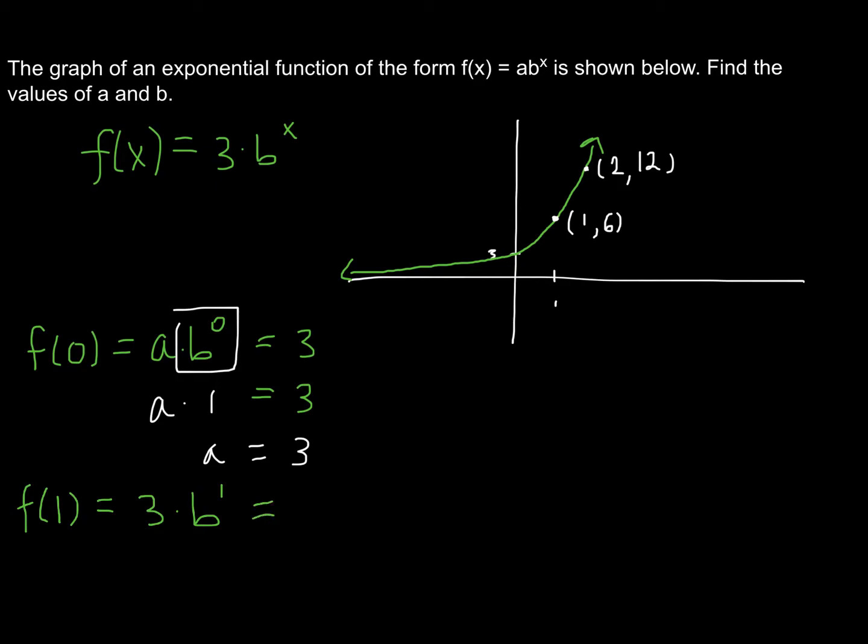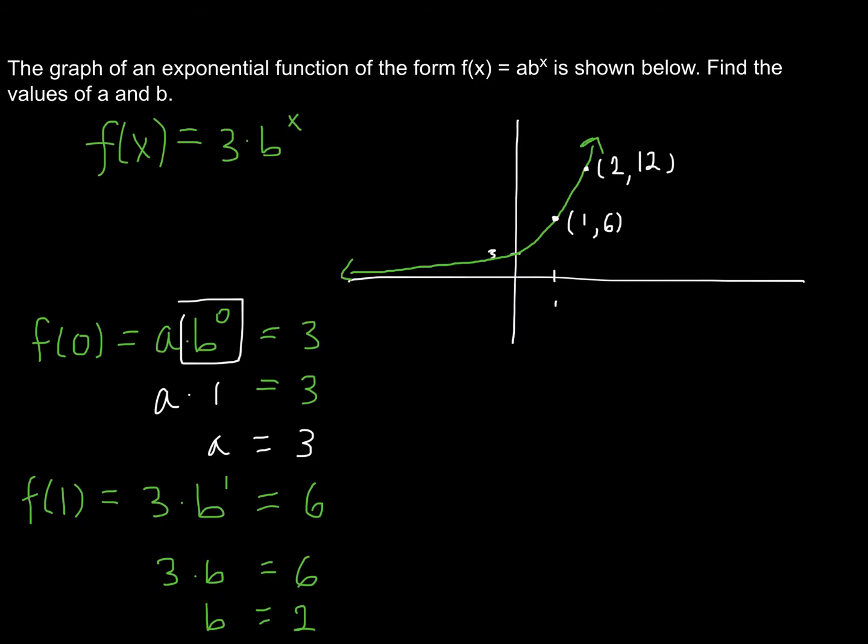equals 6. Well, b to the first power is just b. So I have 3 times b equals 6. Divide by 3 on both sides, and I get that b must be 2. So my function, f of x, is equivalent to 3 times 2 to the x.